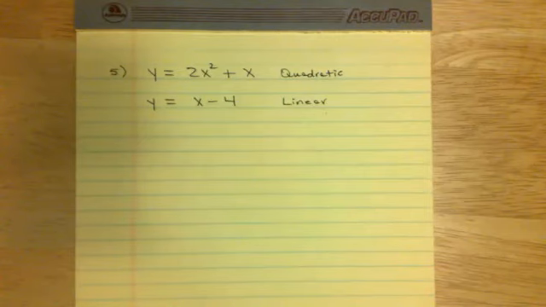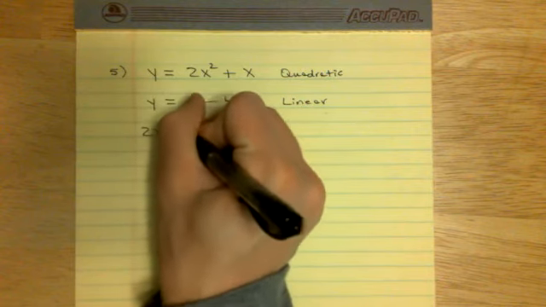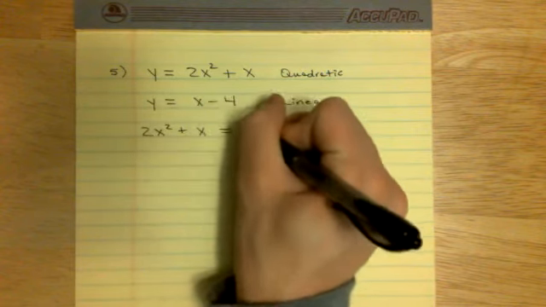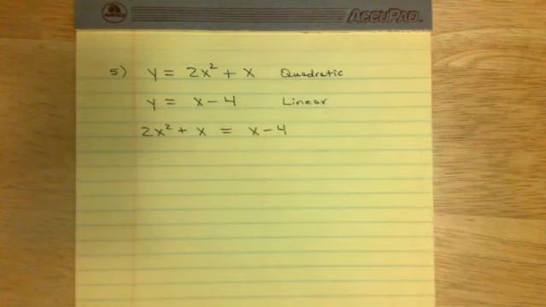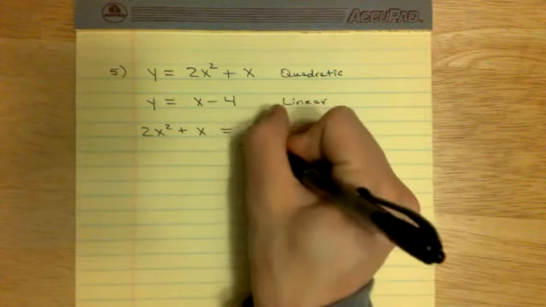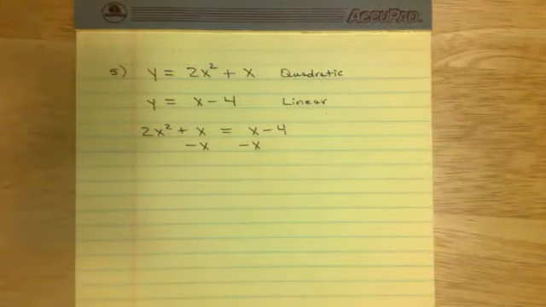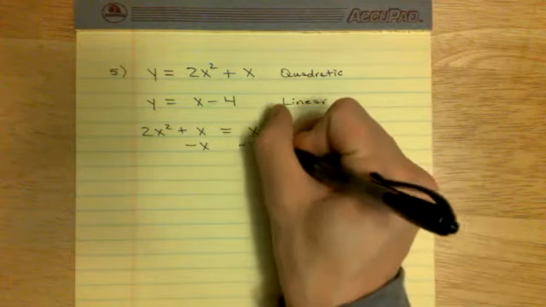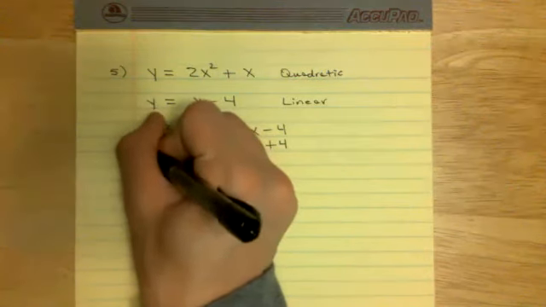Okay, so I have that 2x squared plus x. I'm going to put that on the left side. And I have x minus 4. I'm going to put that on the right side. I need to get rid of the x and the negative 4, so I'm going to subtract x from both sides. You'll get rid of the positive x. And I also need to get rid of the negative 4. And I can do that by adding 4 to both sides. And I'm going to put the plus 4 right here.